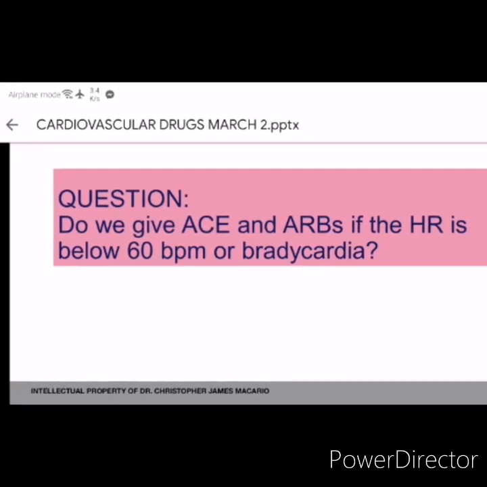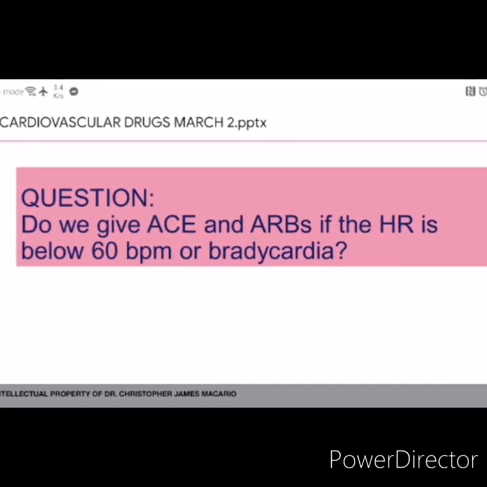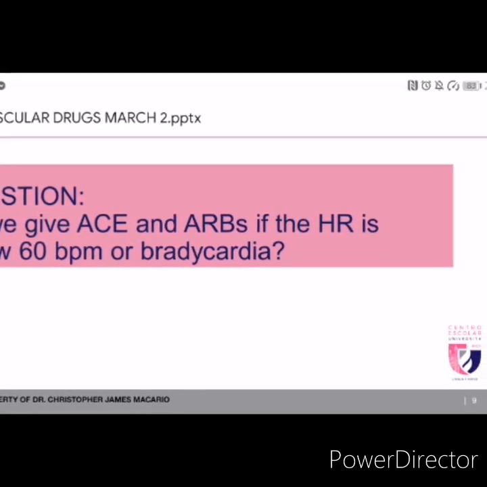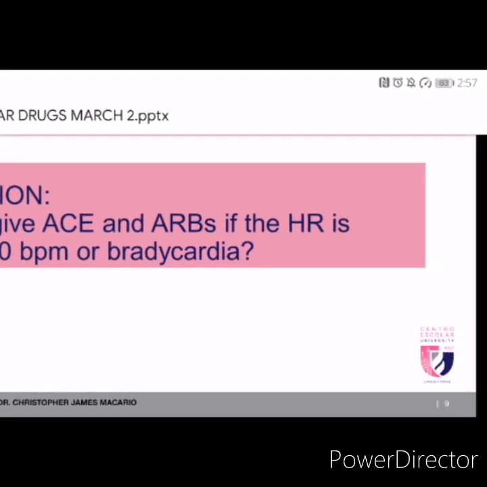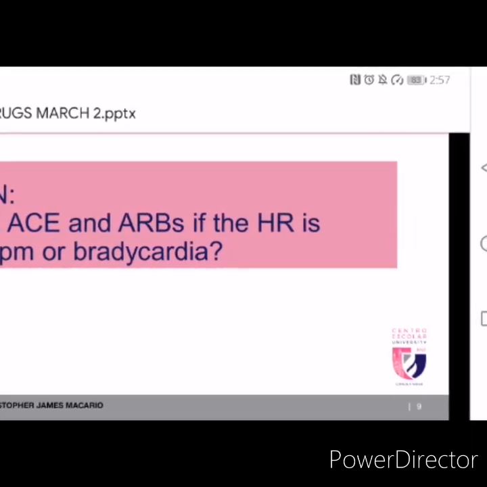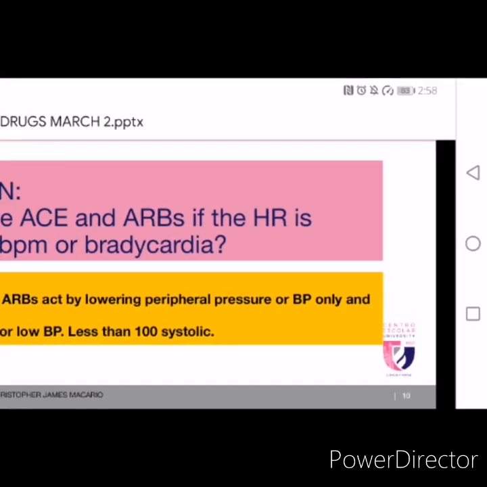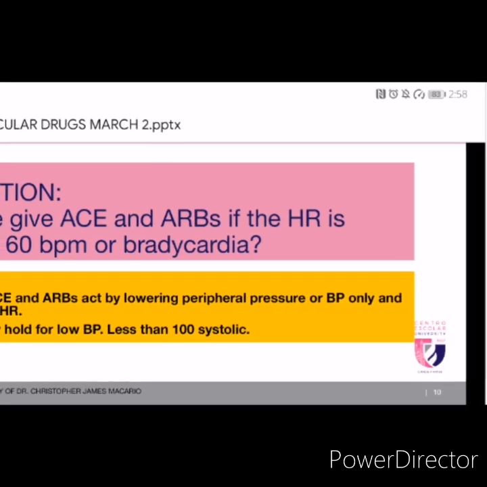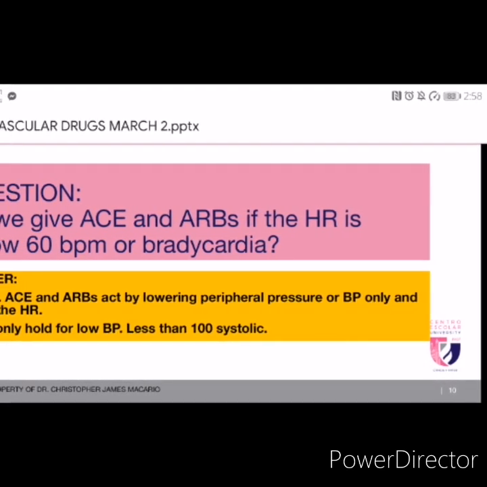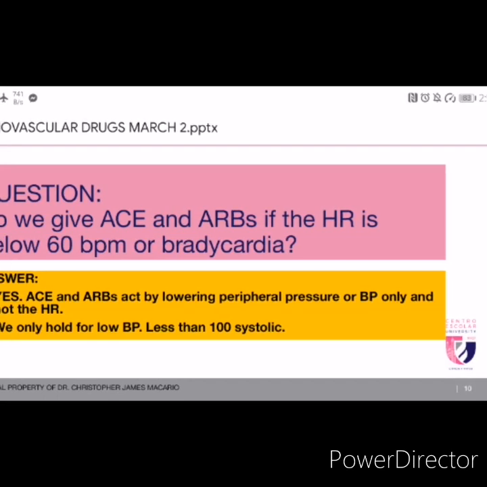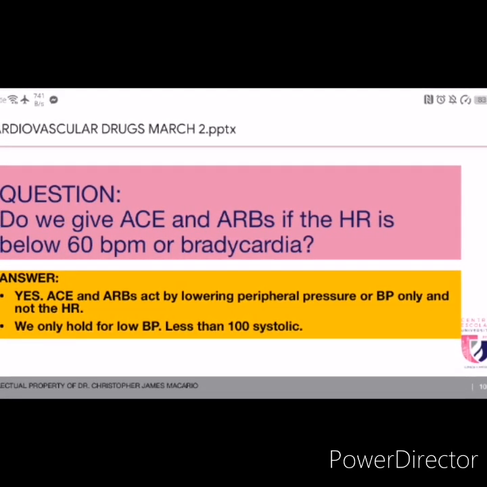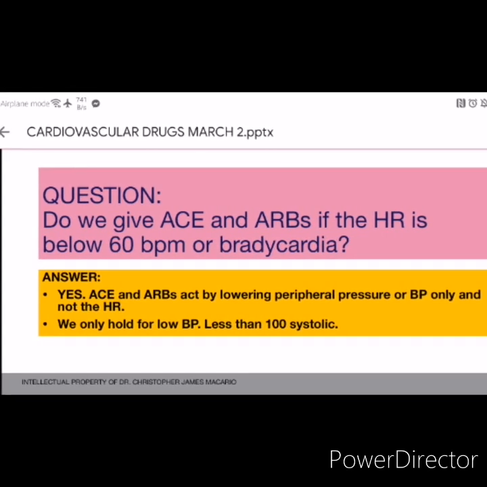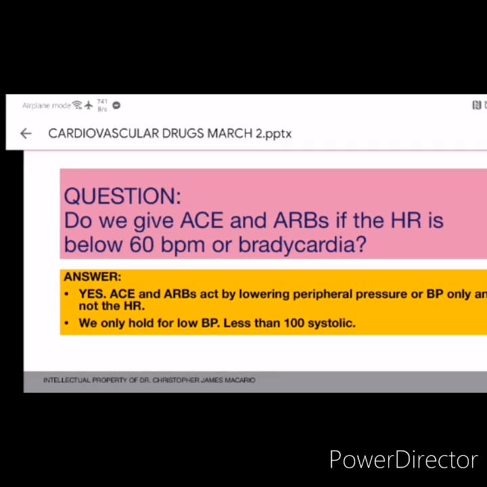Okay, quick question. Do we give ACE and ARBs if the heart rate is below 60 beats per minute, or there is bradycardia? A quick answer is yes. ACE and ARBs act by lowering peripheral pressure, or BP, only, and not the heart rate. So we only hold for a low blood pressure less than 100 systolic.